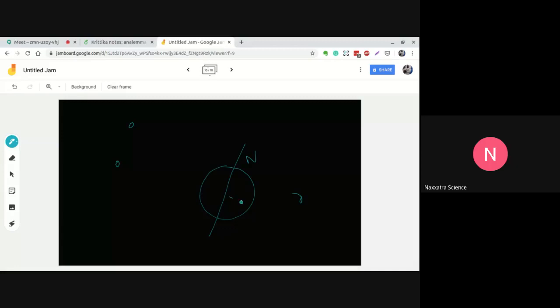You are rotating. By the way, I asked this question last time: does the Earth rotate clockwise or anti-clockwise? I hope you all remember.